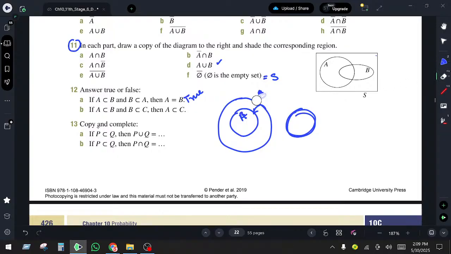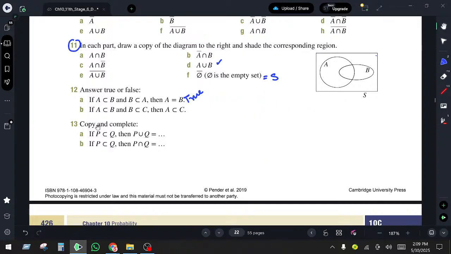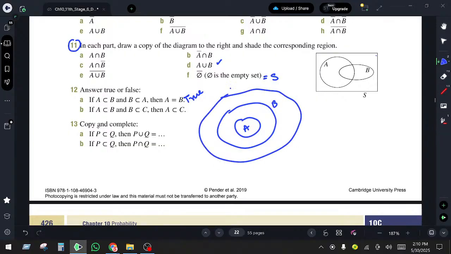And the next one, which is the transitive property. If B is contained in A and C is contained in B, then C is contained in A. A is in B, and B is in C. Therefore, A is in C. It is also true.